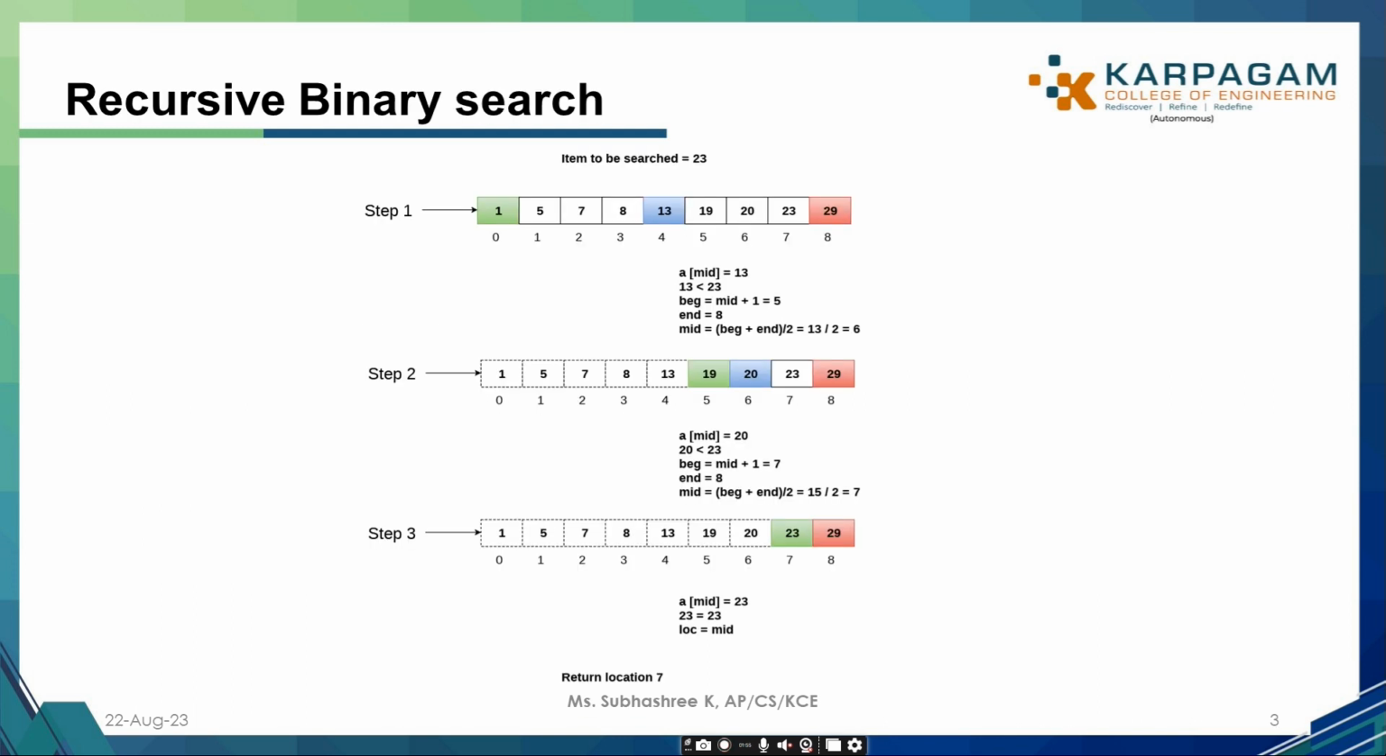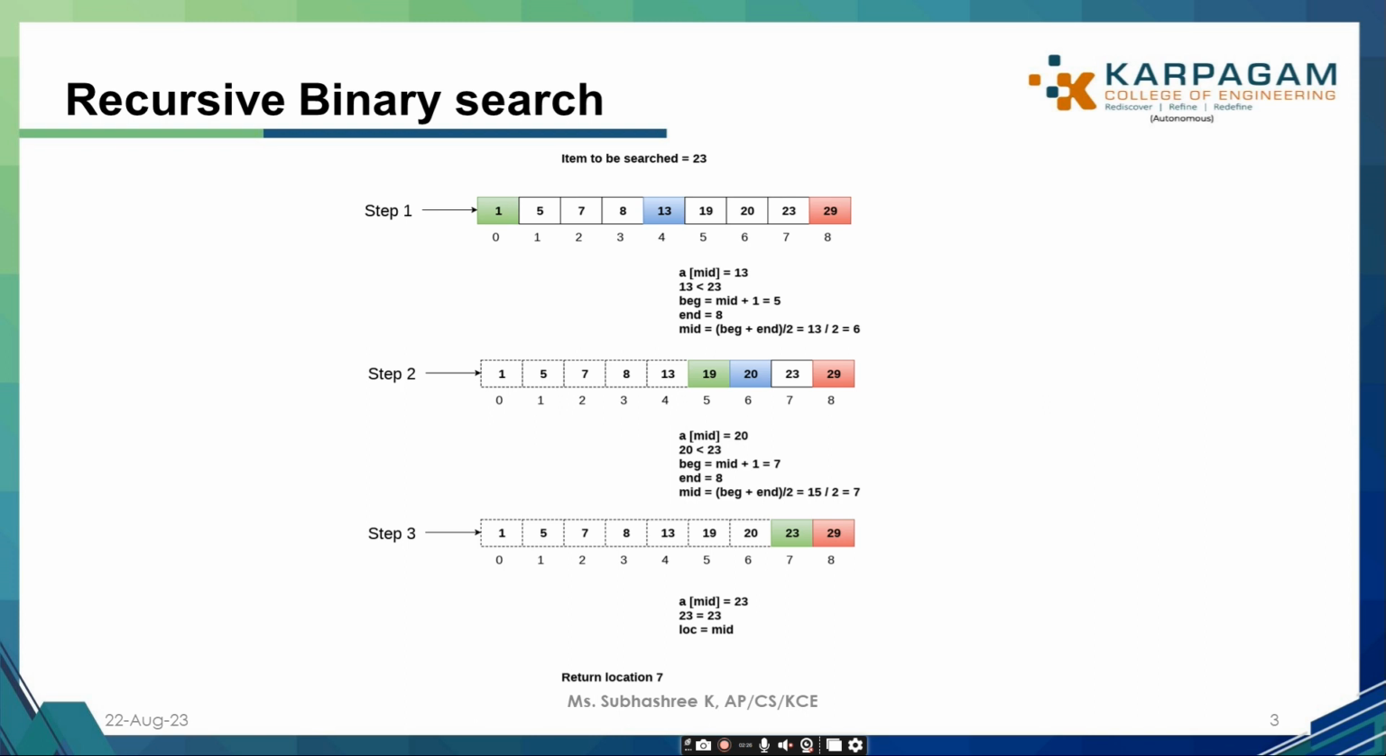Here is an array of 9 elements, with indices ranging from 0 to 8. The values range from 1 to 29, sorted in ascending order. Now the target value, that is the search key element, is 23. Now we have to find the mid value. How do you find the mid value? The lower index is 0 and the higher index is 8. The mid is low plus high, the whole divided by 2. That is 0 plus 8 divided by 2, which is 4. So mid will be 4.